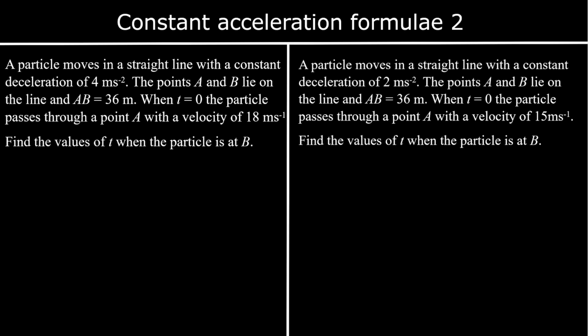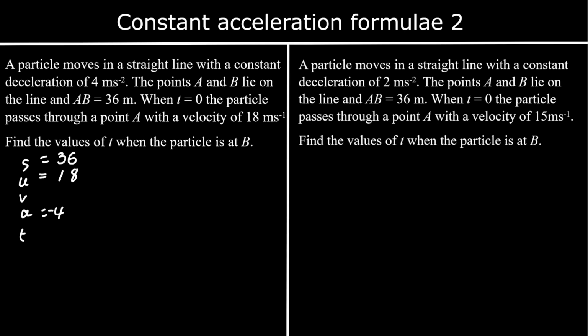And one more question. A particle moves in a straight line with constant deceleration of 4. That's negative acceleration. Points A and B lie on the line. It's 36 meters. When t equals 0, it passes through A. Initial velocity is 18. Find the values of t when the particle is at B.